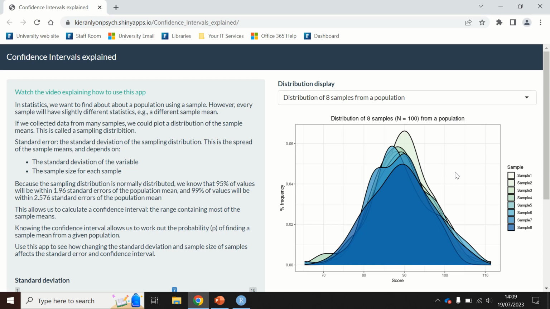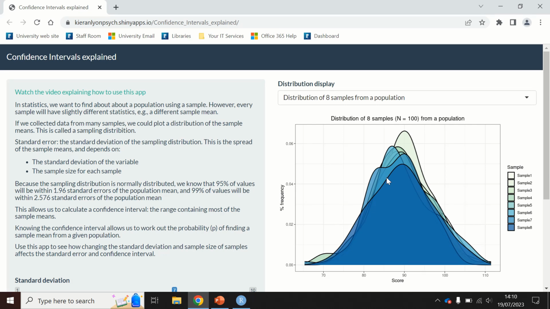What we're doing is essentially we're starting with the population, and we've taken 8 samples, and each sample has a different shape, and they're all on top of each other here. There you go, samples 1 through 8, and they have a slightly different mean. So the question is, how do we actually know what the population mean actually is if the samples keep telling us different things?